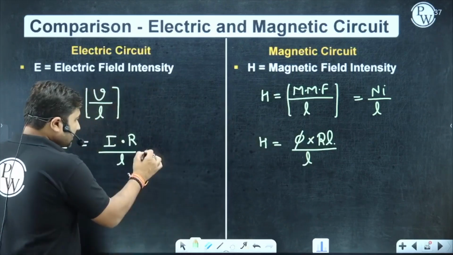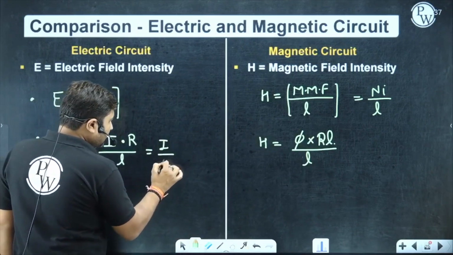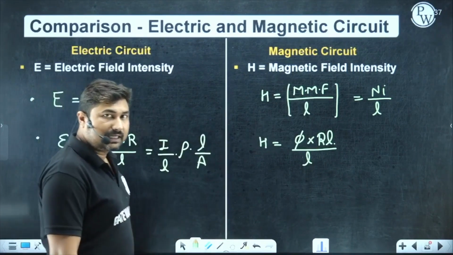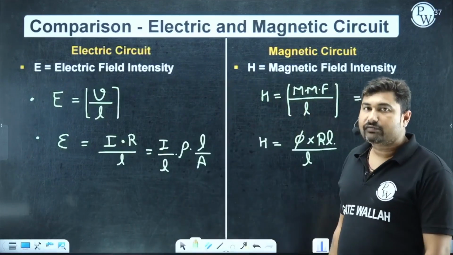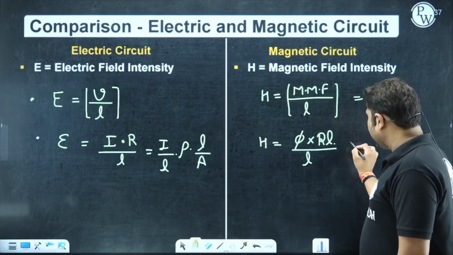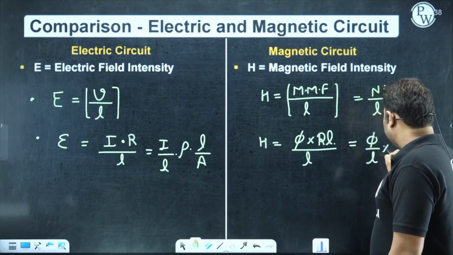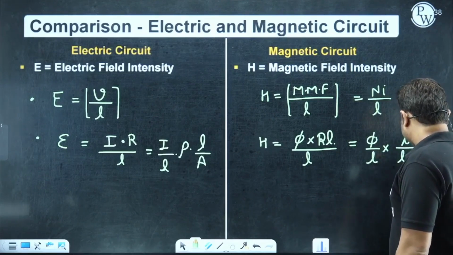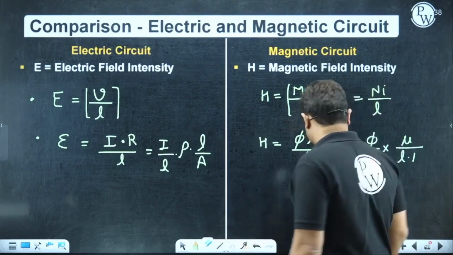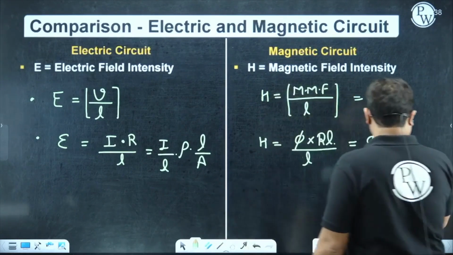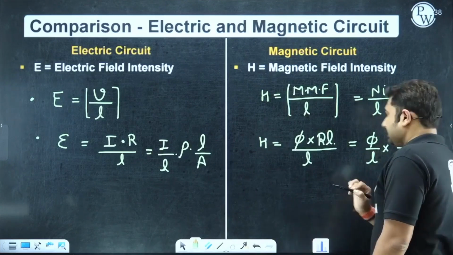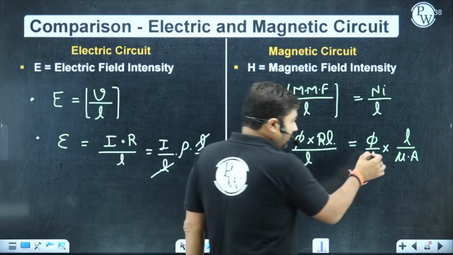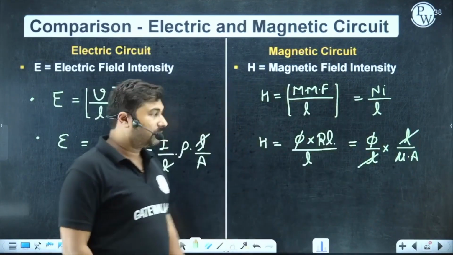What is resistance? In an electric circuit, resistance is represented as R equals rho L by A, where L is the mean length of the conductor and A is the area of cross section of the conductor. Similarly, reluctance can be represented as L upon mu into A. So this L and L are going to cancel out. In a magnetic circuit also, the mean core length is going to cancel out.